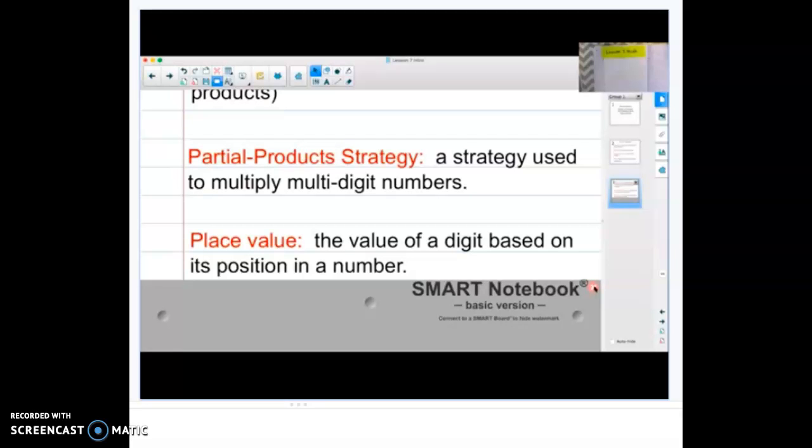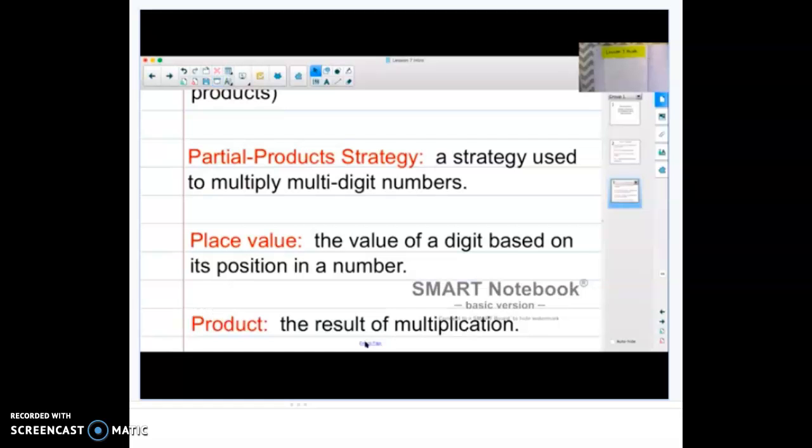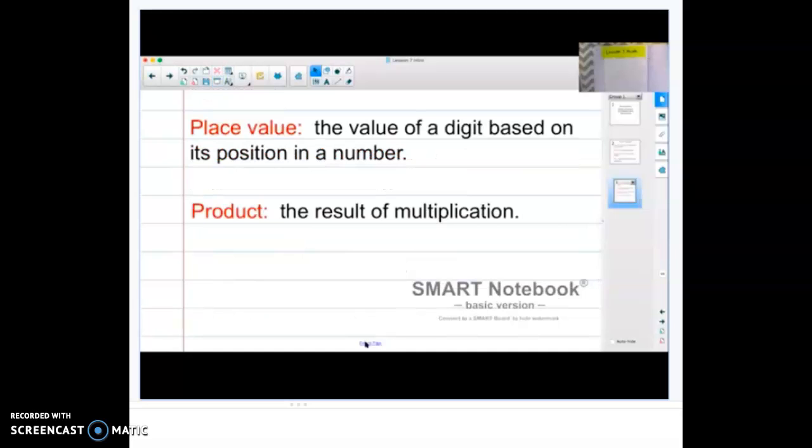The last definition that I would like to get to is product. And a product is the result of a multiplication problem. So I've multiplied something, and that answer is what we call a product.